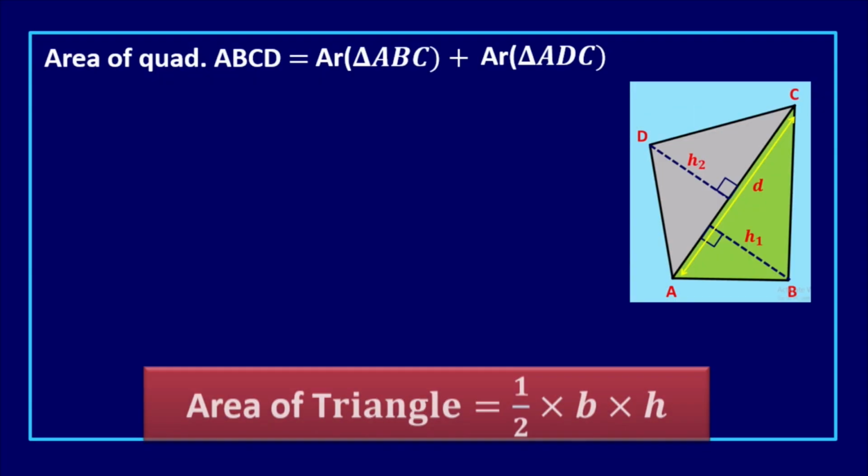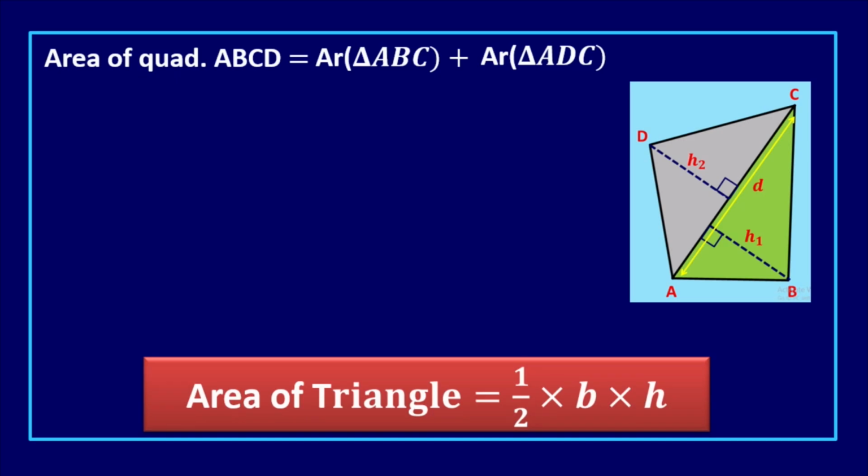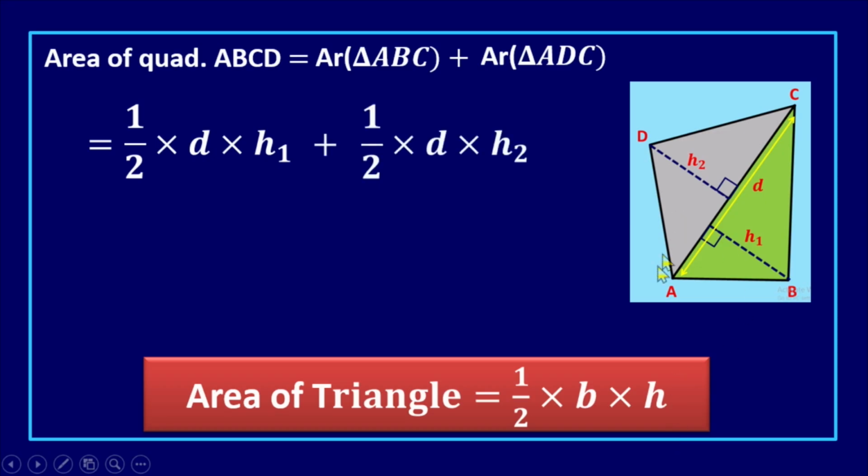Now let us substitute the values of area of triangle. We have already learned this formula, isn't it, children? So area of triangle ABC: base, I'll take AC, that is nothing but the length D, and its height is H1. So half into D into H1, plus area of triangle ADC. Again I am taking the base as AC, and what is the length of AC, children? D. So half into base D into the height of this triangle ADC, which is H2.